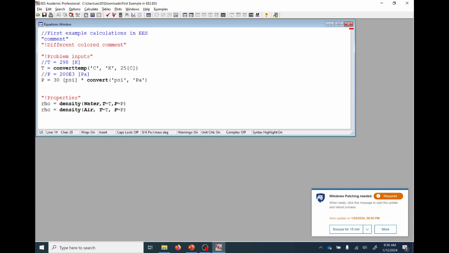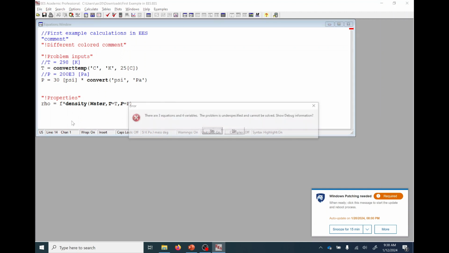Okay, so let's clear that. And one other type of error you could encounter is when you don't have enough unique equations. So let's say, for example, rho is equal to some factor times this density, some factor variable, we'll call it f. And here I've got 3 equations and 4 variables. So that means that somehow I had an extra variable that I didn't provide enough information to solve for.